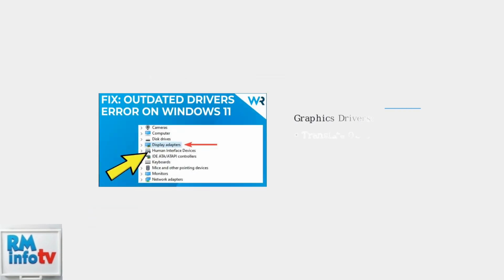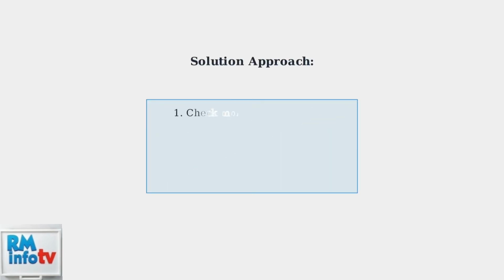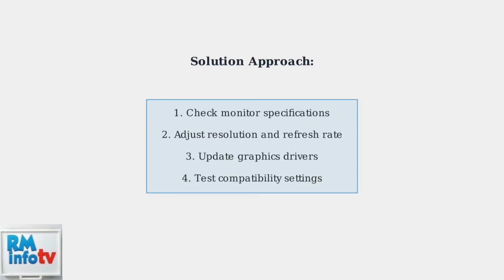Outdated graphics drivers are another common cause. Drivers act as translators between your operating system and graphics hardware. To resolve the out-of-range error, you need to adjust your display settings to match what your monitor can actually support.